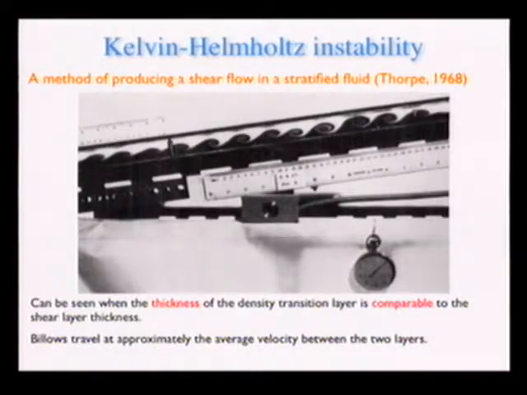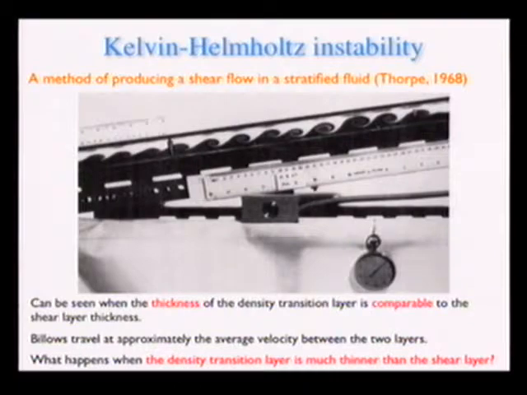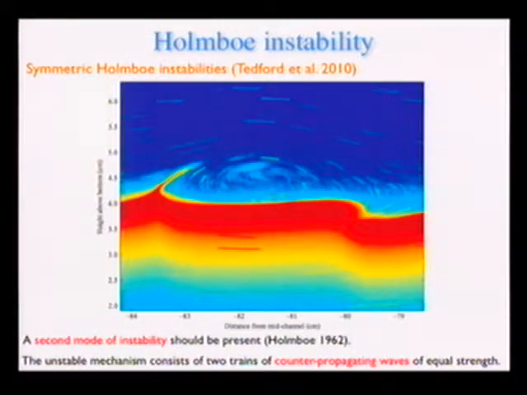So these things can always be seen when the thickness of the density transition layer is comparable to the shear layer thickness, okay? And what you can actually see is that the billows that are there in the picture are traveling at approximately the average velocity between the layers. Okay. So the question is, what happens when the density transition layer is much thinner than the shear layer? And what Holmboe predicted is that a second mode of instability should be present.